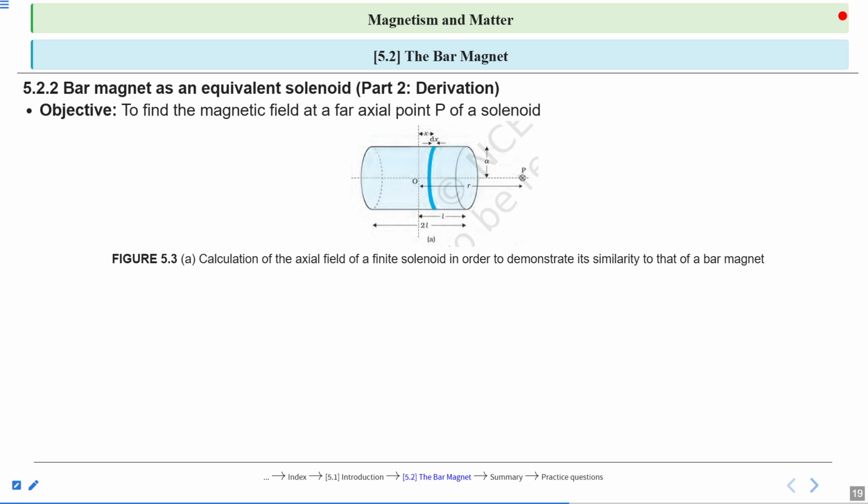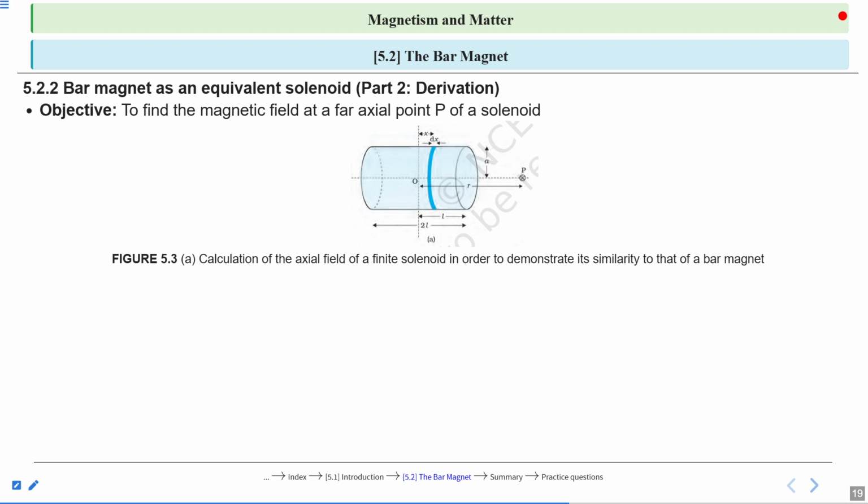A part, figure 5.3a, calculation of the axial field. So what is the field at an axial line outside the solenoid? Calculation of the axial field of a finite solenoid, in order to demonstrate its similarity to a bar magnet. To draw the analogy with the bar magnet, we have to derive this relation.